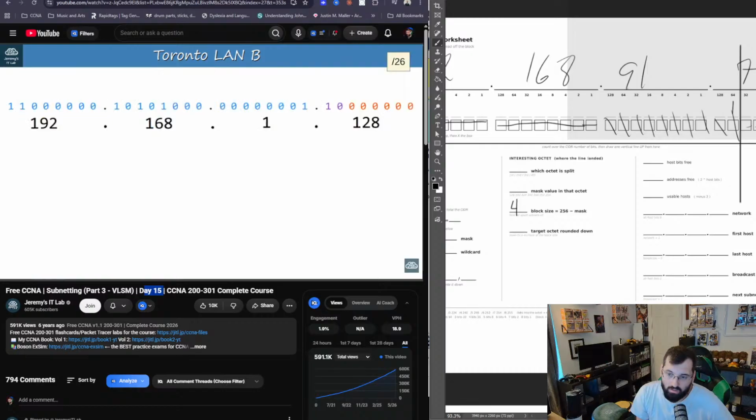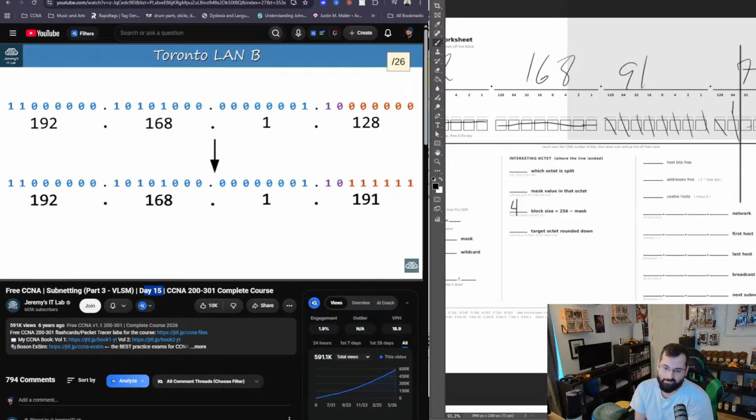Okay, let's check the right answer now. So to accommodate the 45 hosts, we will use a /26 prefix length. That leaves 6 host bits, which allows for 62 host addresses. That's more than we need, but if we make a smaller subnet with a /27 prefix length, we can only have 30 hosts, which is not enough. So the complete network address is 192.168.1.128/26. Change all of the host bits to 1, and you get the broadcast address, 192.168.1.191.